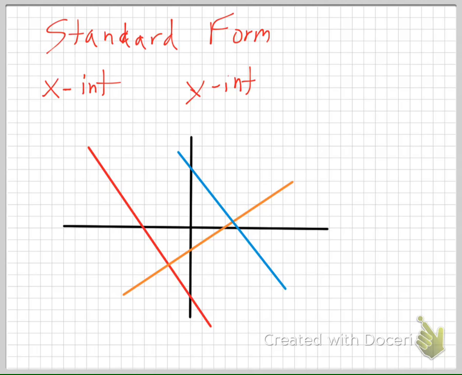Now, the x-intercept is where the line crosses the x-axis. So our x-intercepts in these that we're looking at are this point here, and this point here, right? All those little yellow dots, those are our x-intercepts, right? Because that's where it crosses the x-axis.